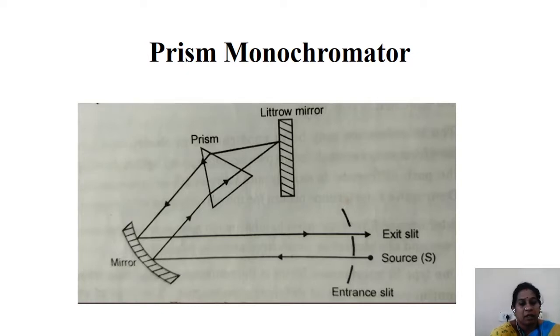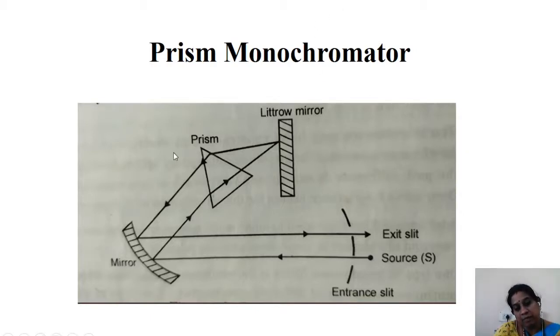The light of any one wavelength can be selected by moving a slit across the focal plane. The required wavelength passes through the slit and the other wavelengths are blocked. Hence, in this prism monochromator, we can change the position of the exit slit to select a particular wavelength, and we can also change the position of the prism.